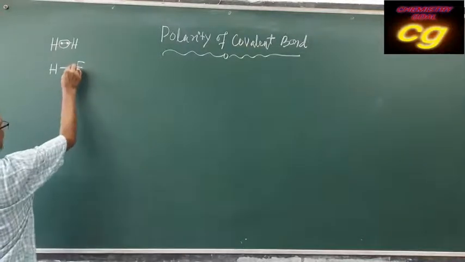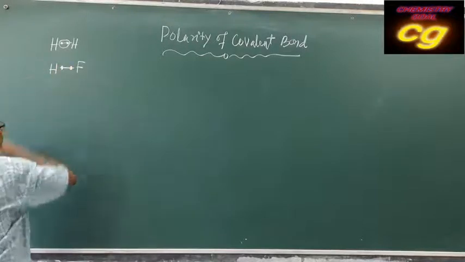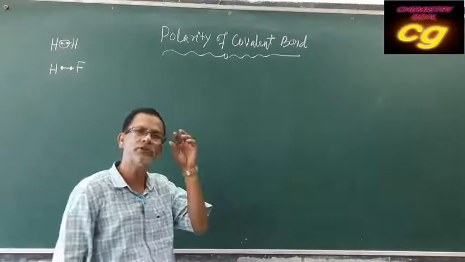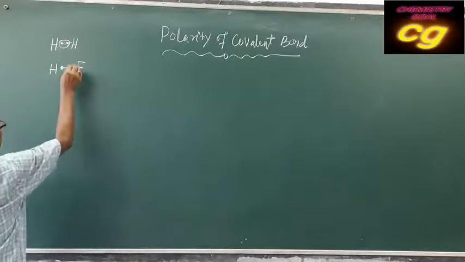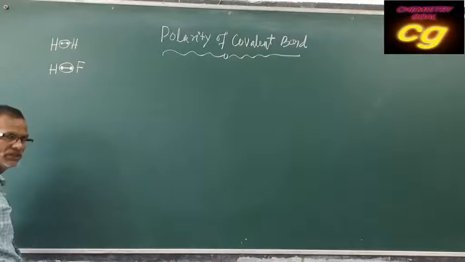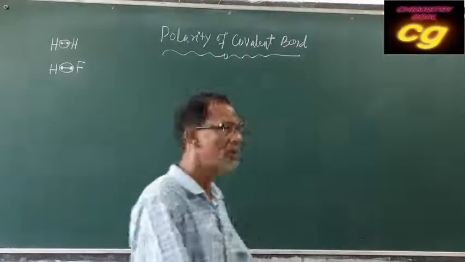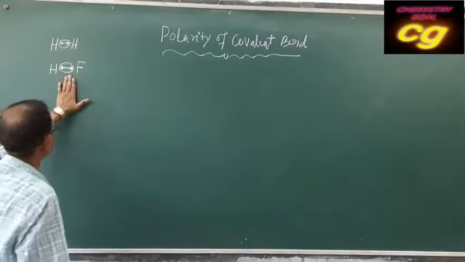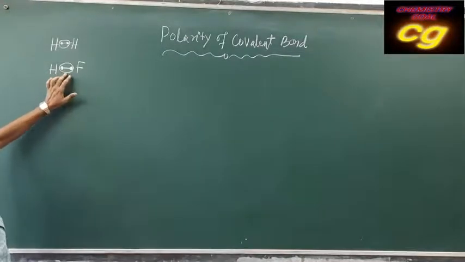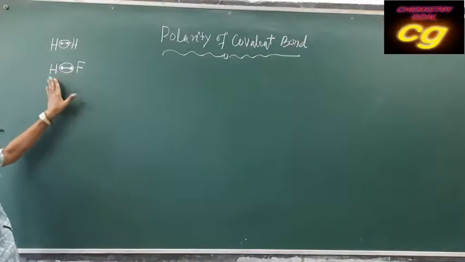But if you consider the formation of the HF molecule, from fluorine and hydrogen, fluorine contributes one electron and hydrogen also contributes one electron. Then will the bonded pair of electrons remain at the center, or will it be shifted towards the other atom? Let us discuss. Here the bonded pair of electrons is produced and remains in between the two atoms.